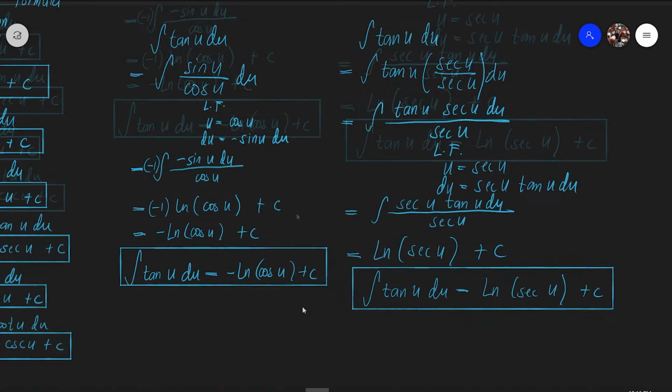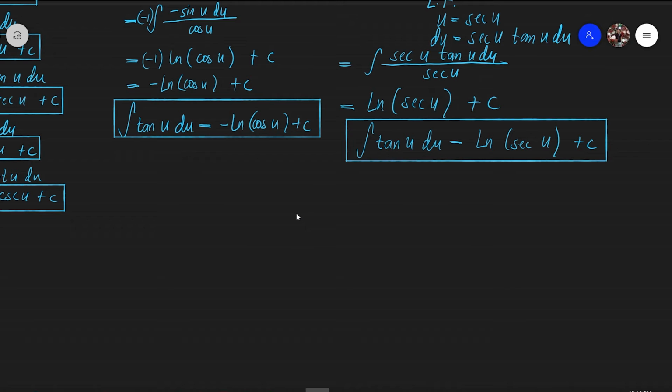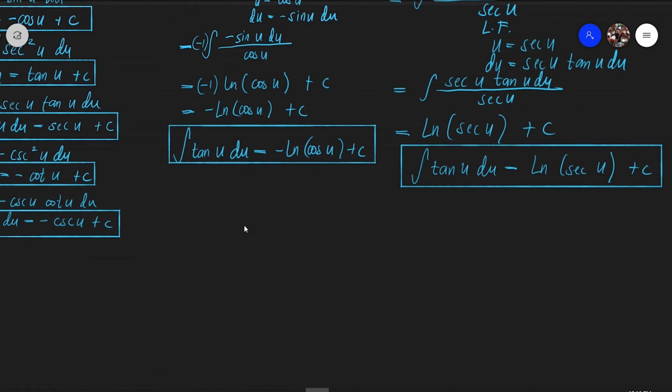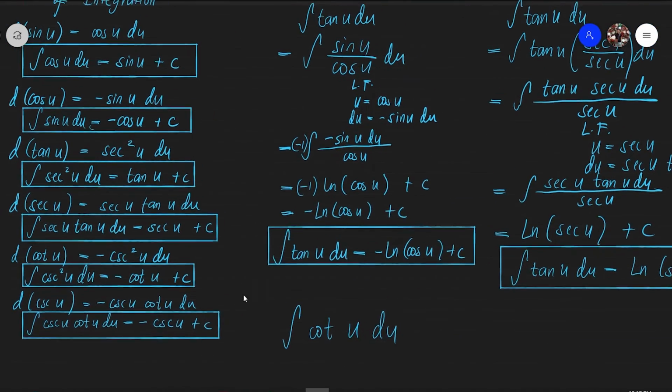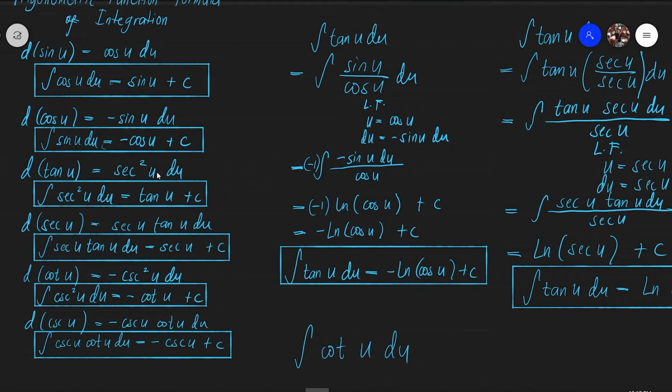We can also apply that to the other 3 trigonometric functions. So for example, the integral of cotangent u du. There are no formulas for the integral of cotangent u du, derived from the simple definition of integration being the inverse operation of differentiation. So there is no formula for the integral of cotangent u du.